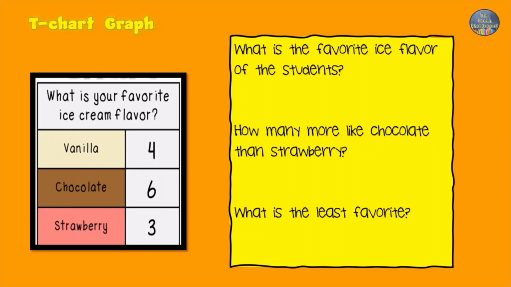Most of the students like chocolate. How many more like chocolate than strawberry? 6 students like chocolate. 3 students like strawberry. The difference is 3. What is the least favorite ice cream? Only 3 students like strawberry.